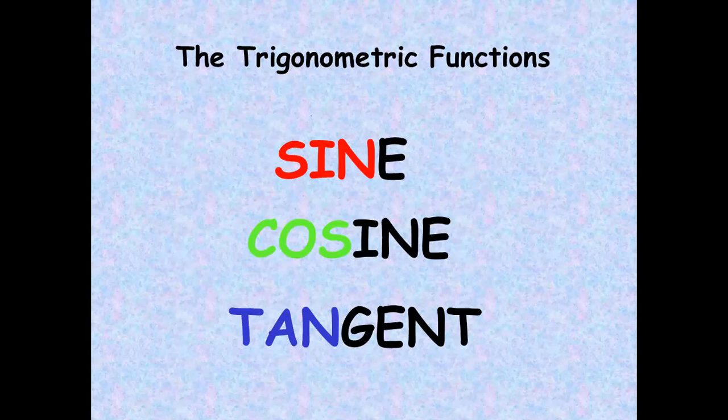Sine, so, opposite over hypotenuse. Cosine is adjacent over hypotenuse, and tangent, TOA, opposite over adjacent. Okay, so remember the code SOHCAHTOA. All right, let us now go to tangent.